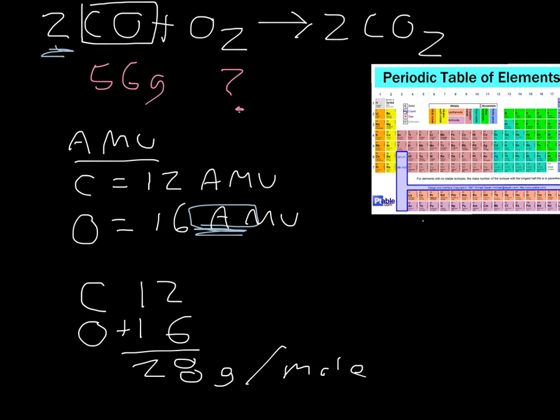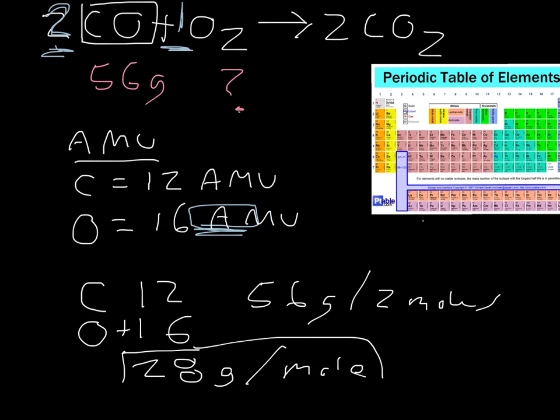As we can see here, this is where we need to worry about our coefficients. We have 2 moles of carbon monoxide, and we have 1 mole of oxygen. So we know how many grams are in 1 mole of carbon monoxide. Let's figure out how many grams are in 2 moles of carbon monoxide. The way we do that is we just multiply our 1 mole times 2. So 28 times 2, you could use a calculator, or we could do this in our head, and it is 56 grams per 2 moles.